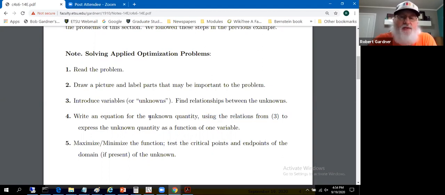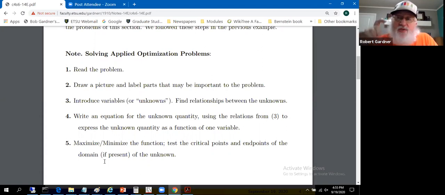So we'll have the quote unquote unknown quantity, the thing we're trying to maximize or minimize. Then we'll maximize or minimize it. We'll test critical points, we'll test endpoints. Might not always have endpoints though. It's okay, we could deal with concavity. We could use first derivative information to make sure the extrema we're finding are maxes and mins. We could use second derivative information. We might not need either of those, like in the previous example.